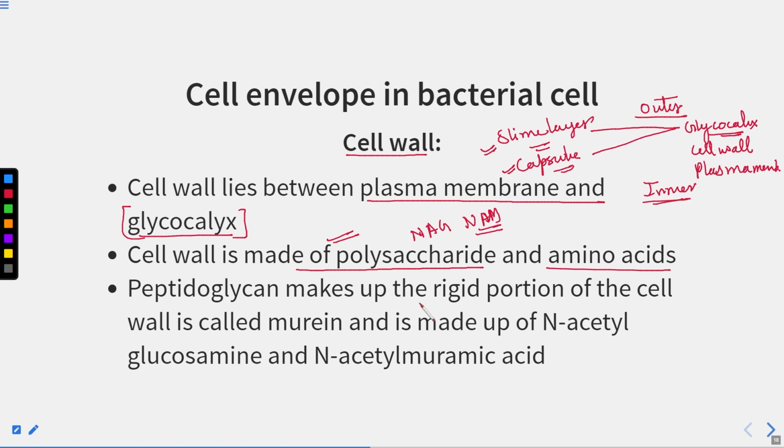The peptidoglycan makes up the rigid protein of the cell wall, called murein. This is murein, the protein component of the cell wall, and it is made up of N-acetyl-glucosamine, that is NAG, and N-acetyl-muramic acid, that is NAM. Just remember these names. This is the protein component present in the cell wall.